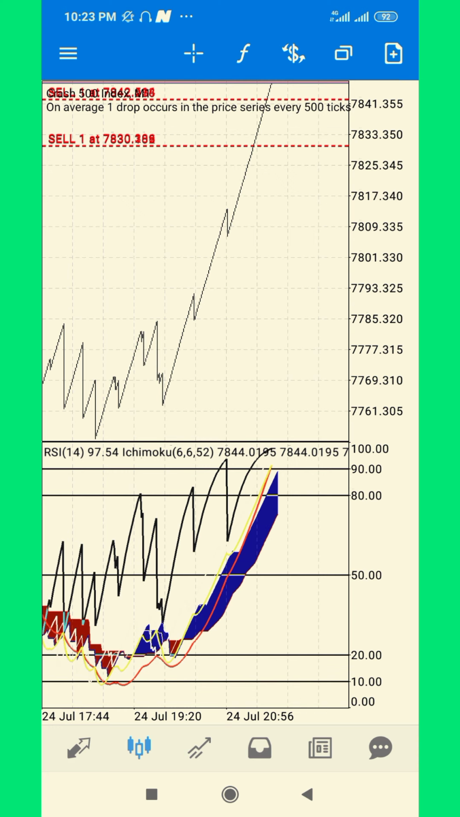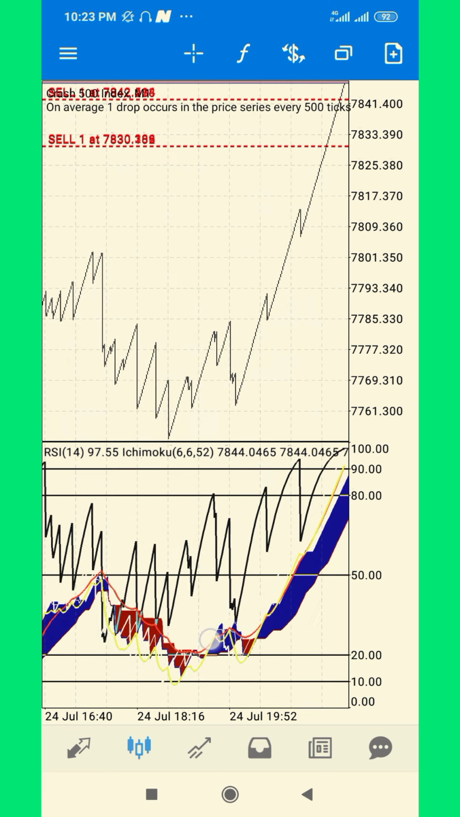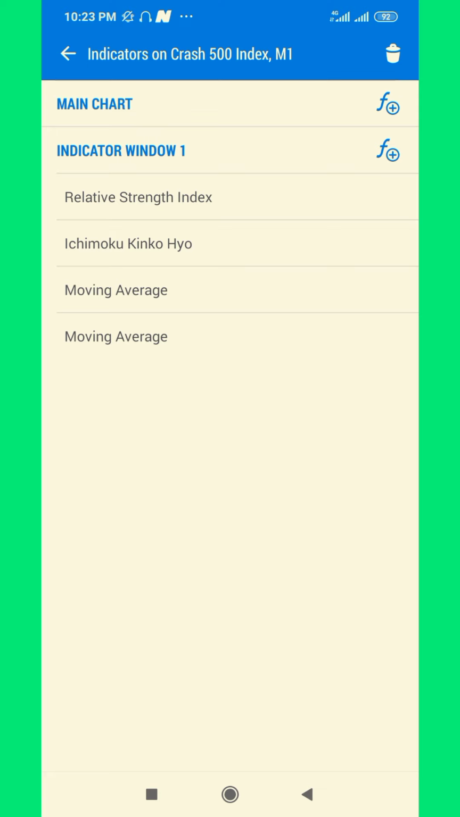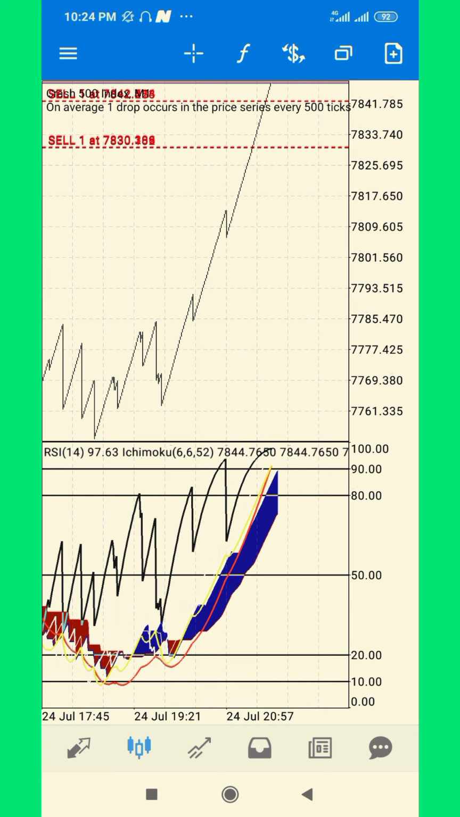Okay guys, even as we are waiting for this spike to happen, I want to quickly show you something. Let me show you the setup. Now in this strategy we will use four good indicators: our RSI, our Ichimoku, and our two moving averages.